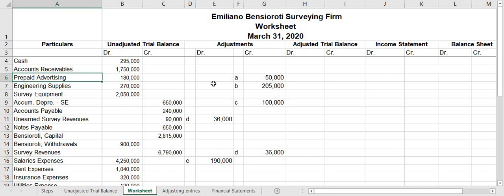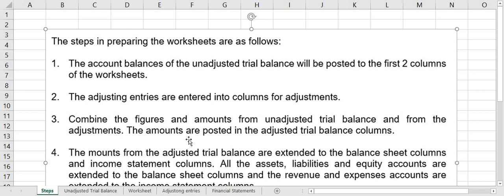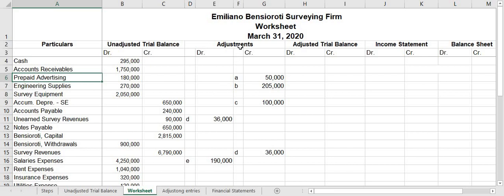So after that, or after checking na tama yung pag-transfer natin ng mga accounts at mga amounts sa adjustment column ng ating worksheet, you have to what? Proceed with step 3. So ito yung step 3. Combine the figures and amounts from unadjusted trial balance and from the adjustments. The amounts are posted in the adjusted trial balance. So ano yung sinabi niya? Okay. After mo daw ma-transfer si adjustments dito and after mo ma-check na tama siya, you have to combine. Okay? You have to combine the unadjusted trial balance and the adjustments.